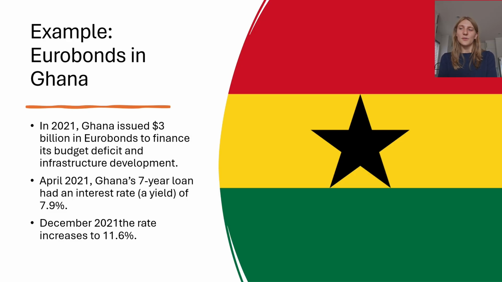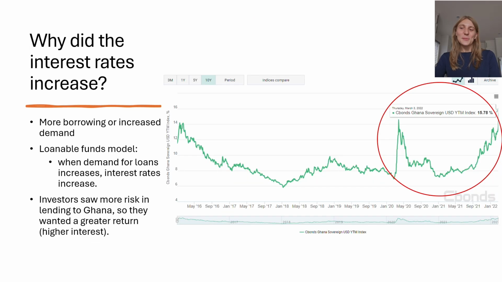So in April 2021, Ghana's 7-year loan had an interest rate, or a yield, of about 7.9%. And then by December of 2021, the rate went up to around 11.6%, which is an increase of 3.7 percentage points, which is pretty significant. It's pretty big. Why did this happen?